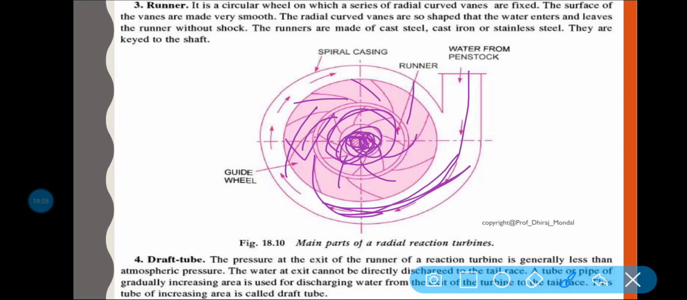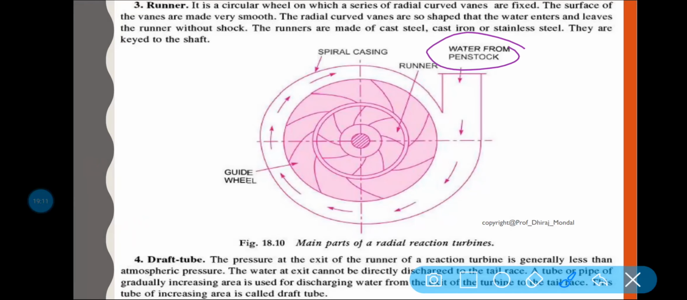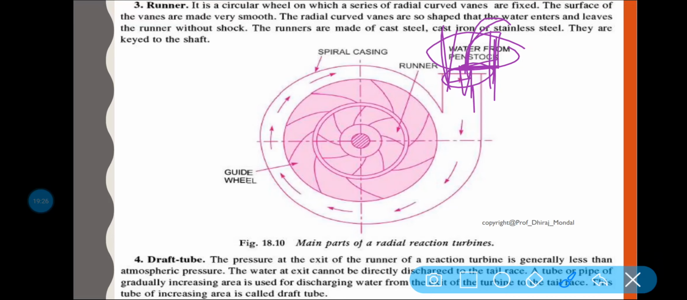Basically the water from the penstock enters the casing. This is your penstock. Penstock means it is connected to the barrage or reservoir, and it is coming full of water. This is your penstock outlet, and this is the inlet of the casing. Now what happened? The water from the penstock enters the casing, which is of spiral shape.